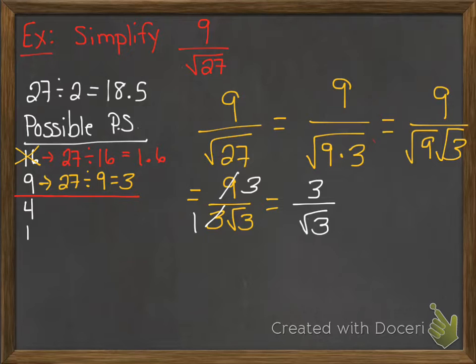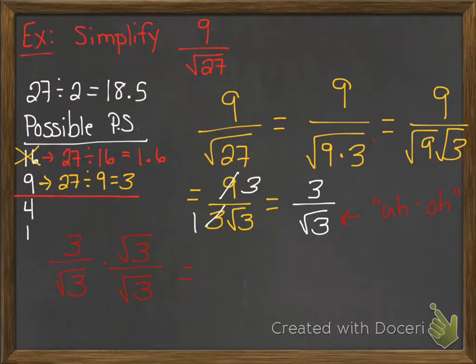Now I'm going to ask myself if I can simplify my fraction anymore. I'm going to ask myself if I can simplify my radical anymore. My answer to both those questions is no. So now I got to look to see if I have a radical in my denominator, and I do. So square root of 3 is my uh-oh, so what I have to do is multiply the top and bottom by my uh-oh.